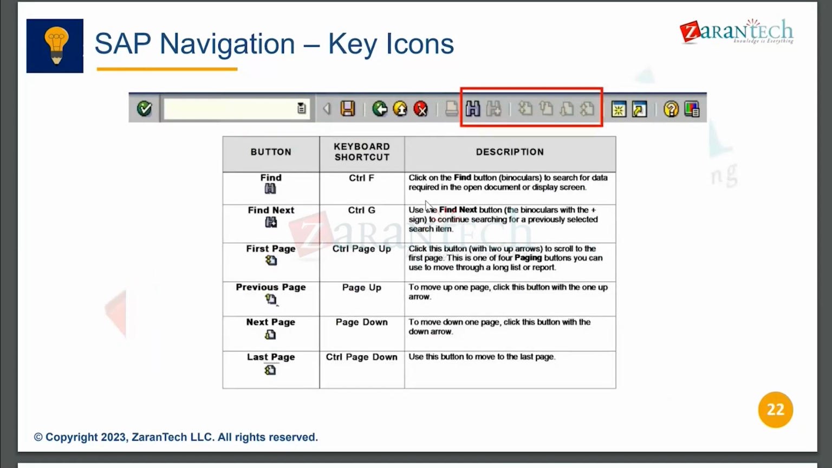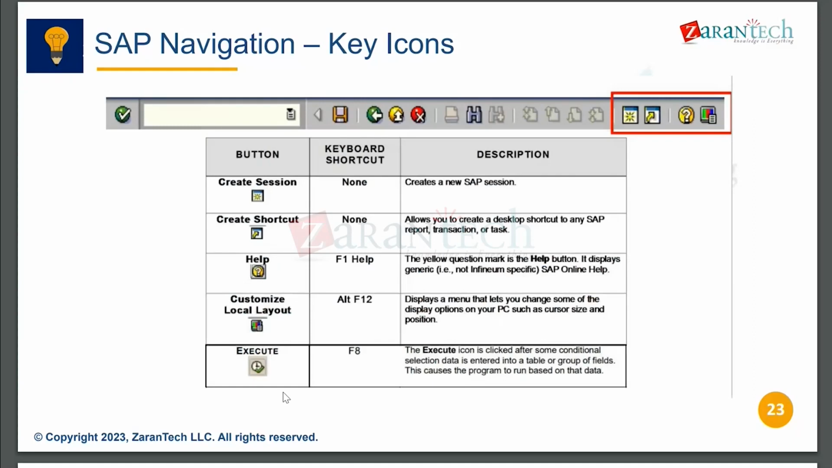Okay, if you want to find something, instead of manually searching, click on the find button, enter the term, and SAP can directly take you to it. Whenever you have a print, if you want to see the first page, previous page, or next page, to navigate multiple pages, these are the buttons you have. Then there are create session and create shortcut, if you want any help or want to customize your layout, and this is the execute button for the reports.